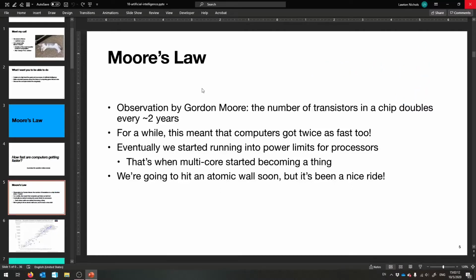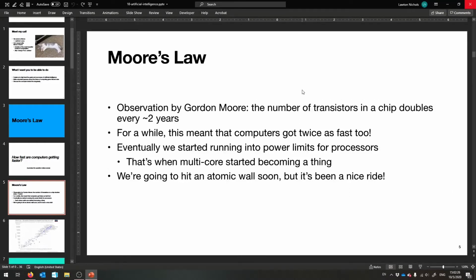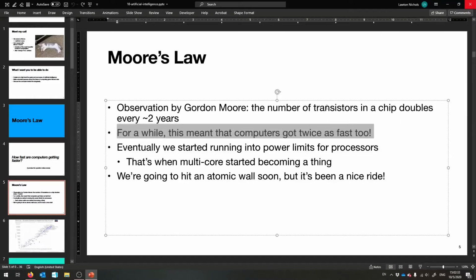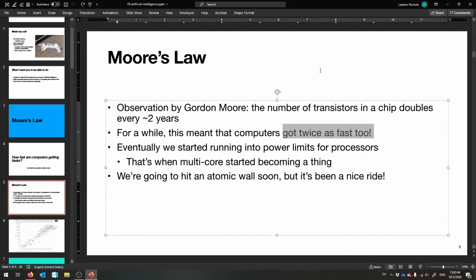And transistors do cool things. They are what our computers use to think. Our CPUs, the brains of our computers, are made up of a bunch of transistors just working together to perform some computation. And if you have more, you can do more things. And so for a while, this also meant that, well, double the transistors, your computer's also getting twice as fast. It can do more things faster as well. They improved on the CPU design and things like that. So computers got twice as fast.